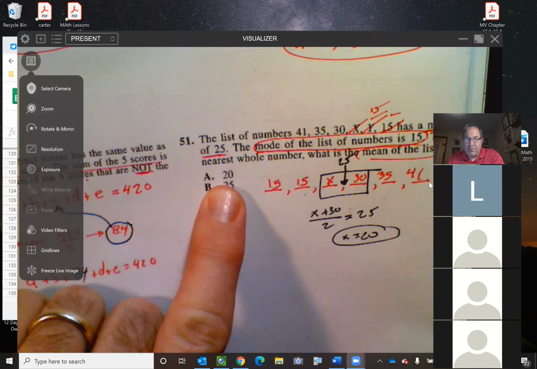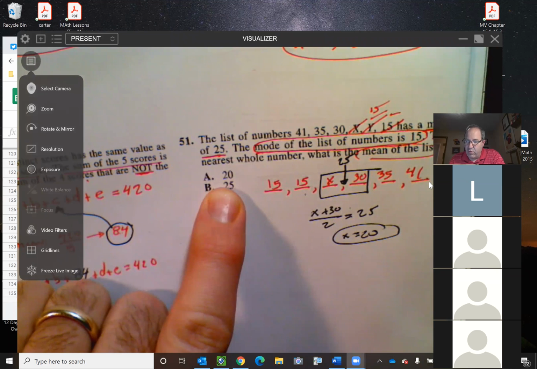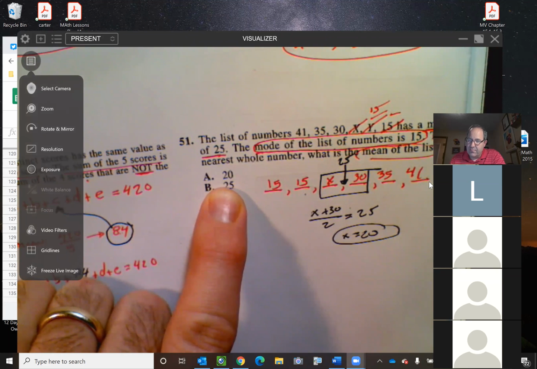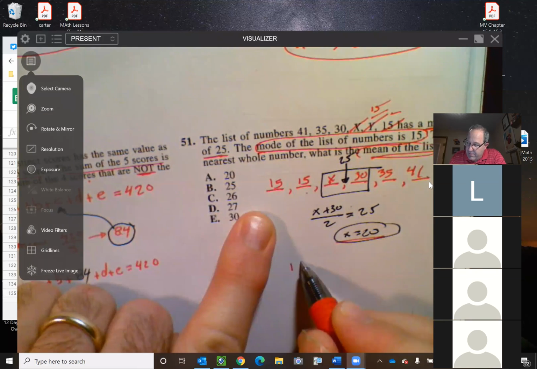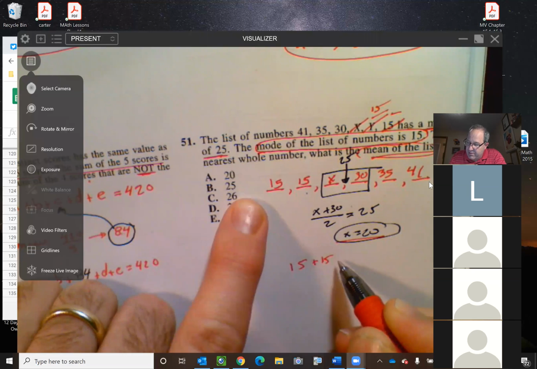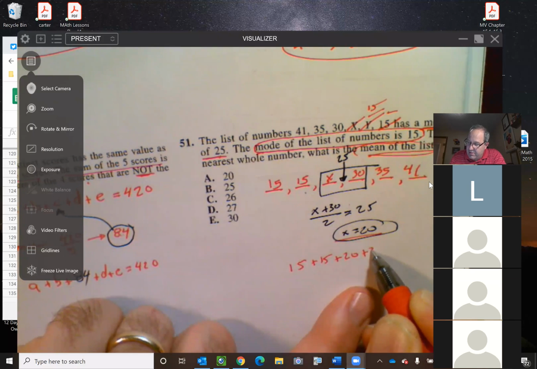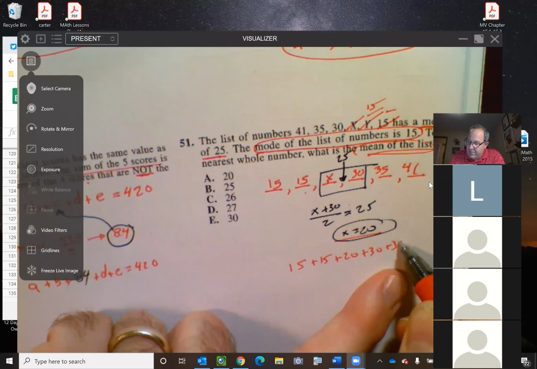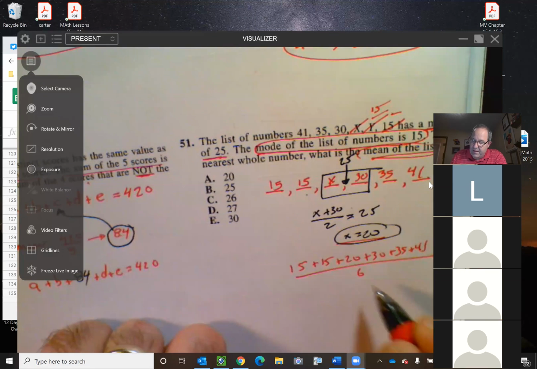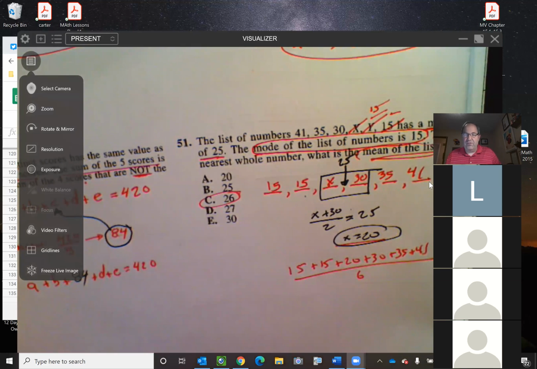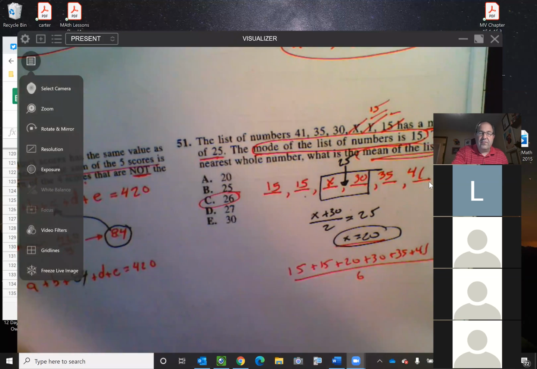But be careful, because notice 20 is in the list. We're not asked for that. We're asked to find the mean of it. X is a 20. So 15 plus 15 plus 20 plus 30 plus 35 plus 41, all divided by 6. And that gives us an answer of 26.